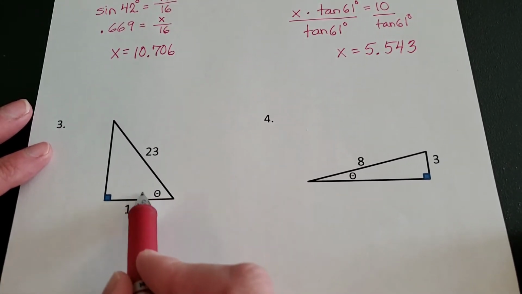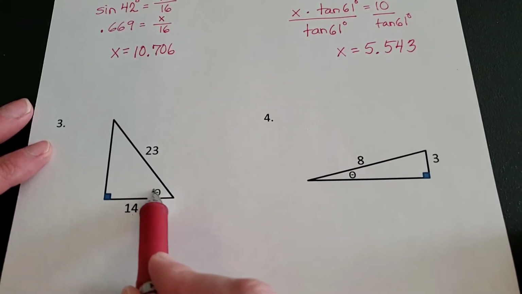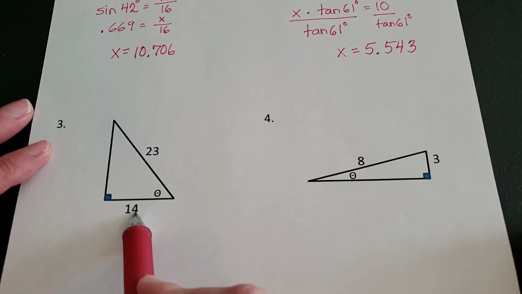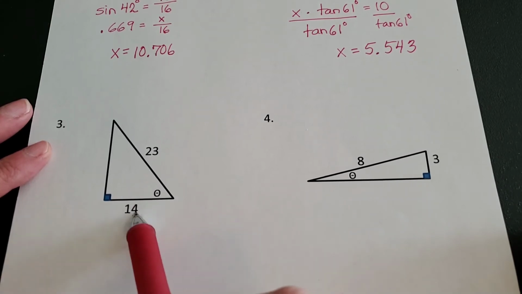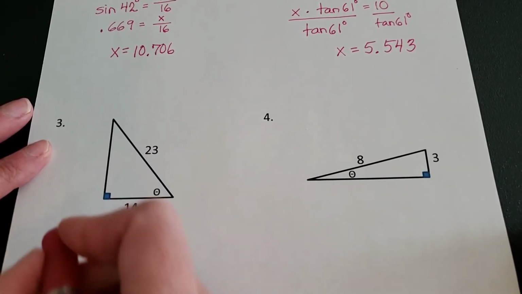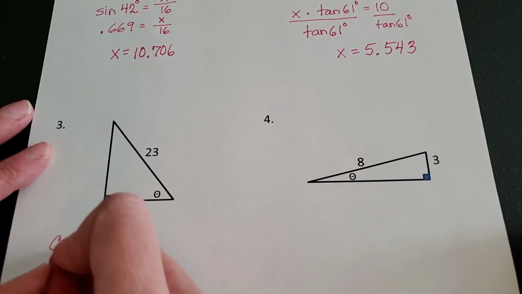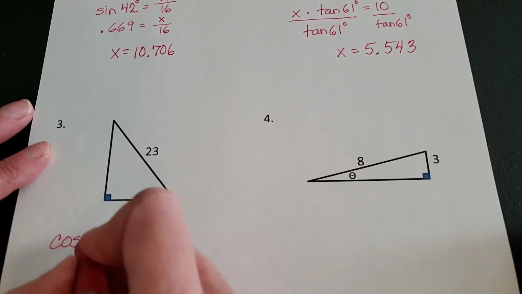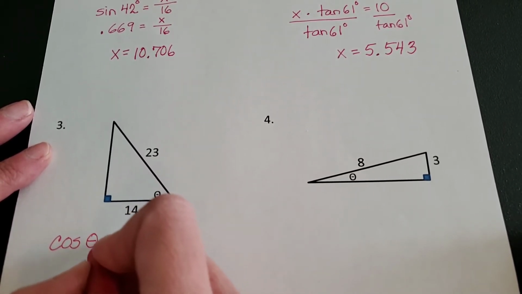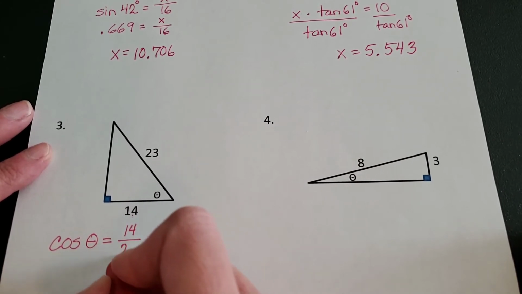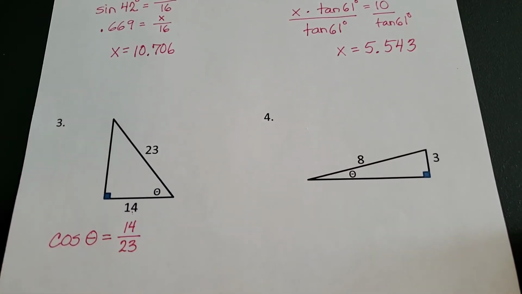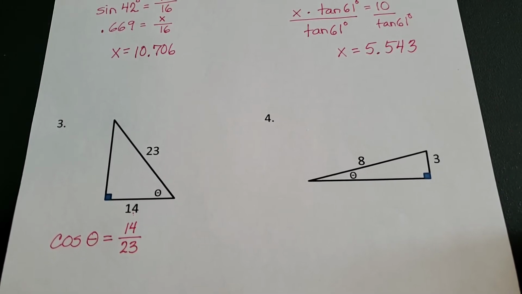I want to figure out what angle this will be if its adjacent leg is 14 and the hypotenuse is 23. Well, what trig function relates the adjacent and the hypotenuse? That is the cosine. So the cosine of theta would be equal to the adjacent 14 over the hypotenuse 23.